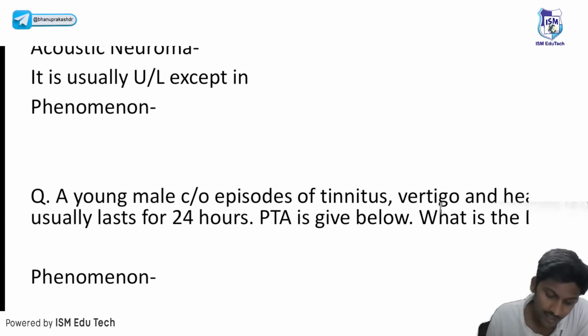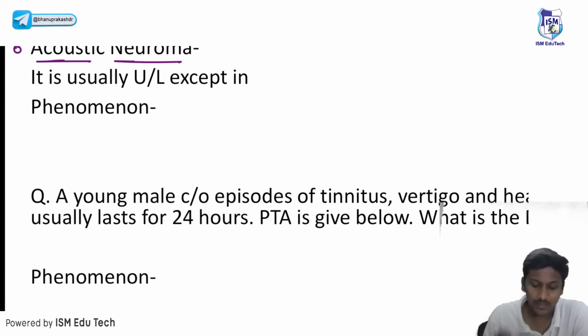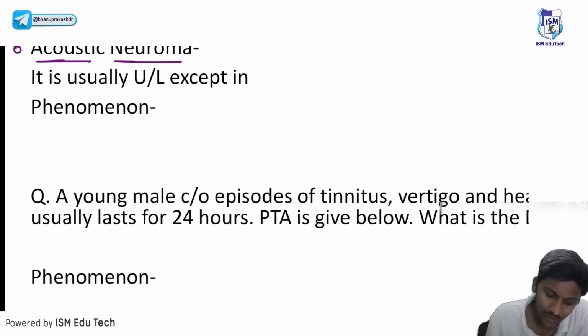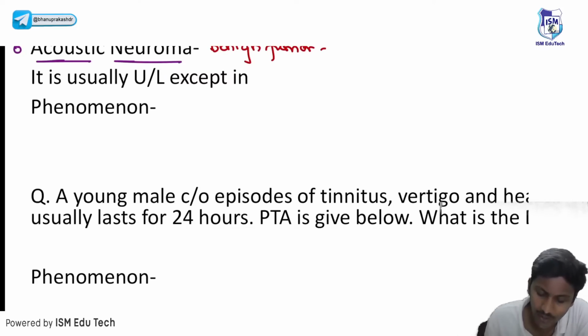Next, if I talk about a condition called acoustic neuroma. So what is a neuroma? It is a tumor, a benign tumor which arises from a nerve. Which nerve? The acoustic nerve. What is the acoustic nerve? The nerve responsible for hearing. And what is that nerve? It is nothing but your 8th cranial nerve or vestibulocochlear nerve. So it is a benign tumor arising from the 8th cranial nerve.